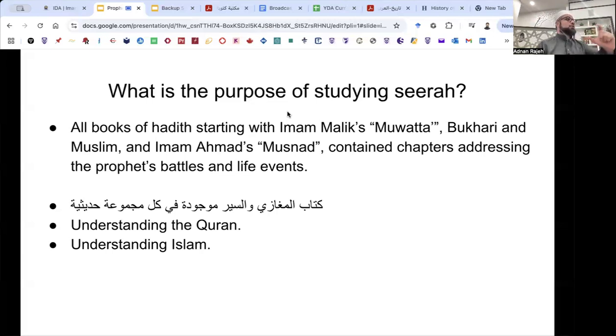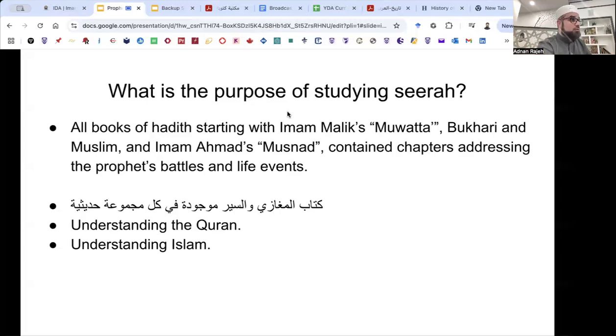And usually that chapter is a long one. It's not a short one. Meaning it's page upon page upon page, where the Prophet ﷺ's life events are being documented by the Sahaba and narrated through the books of hadith. So you find Kitab al-Maghazi wa Siyar in every hadith collection.